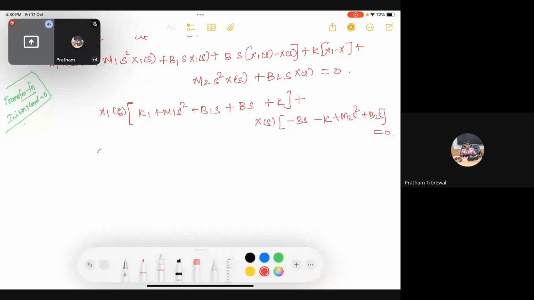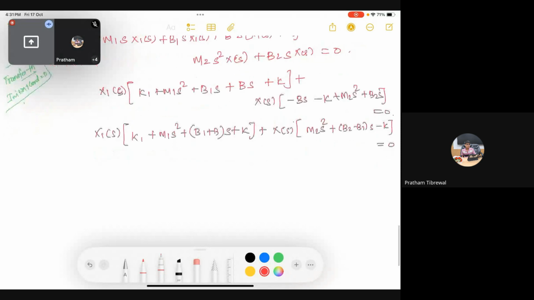Right. Now I'm going to write another equation in terms of common terms: (m1 s square plus b1 plus b) into s plus k plus x of s into... what is common here? s is common here, right? b2 minus b into s. Okay, we'll write the m square term first: m2 s square plus (b2 minus b1) s minus k equal to 0.